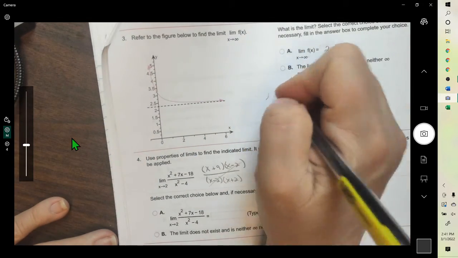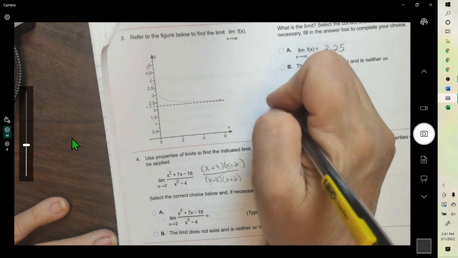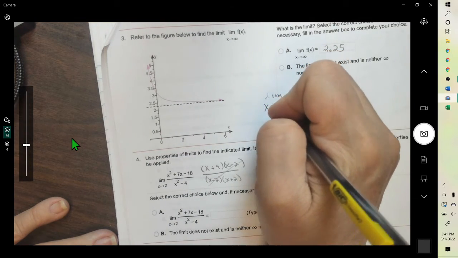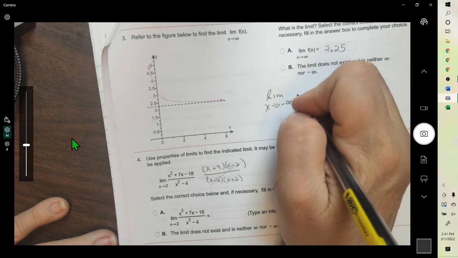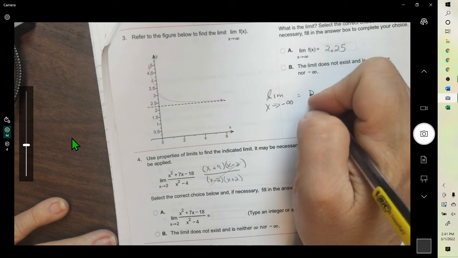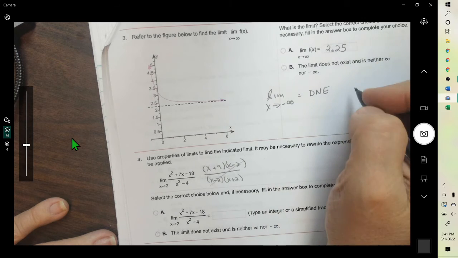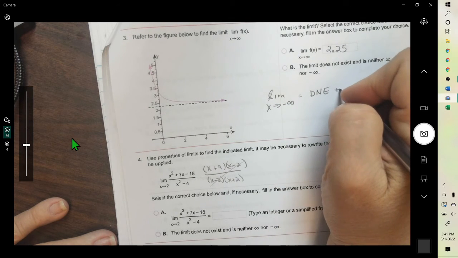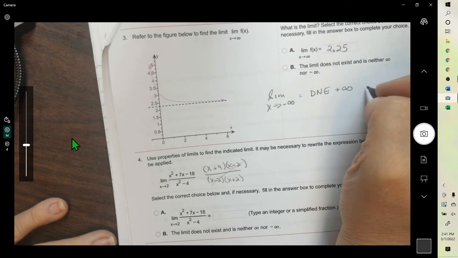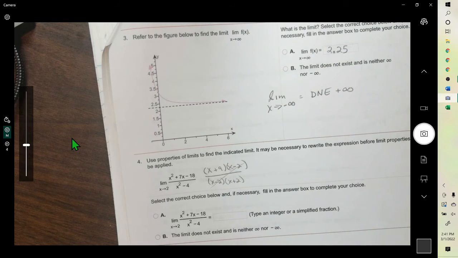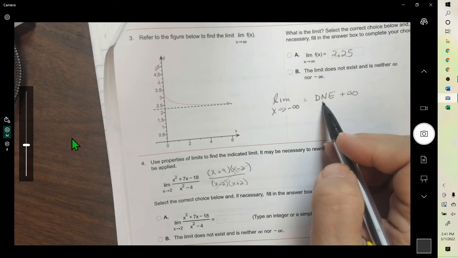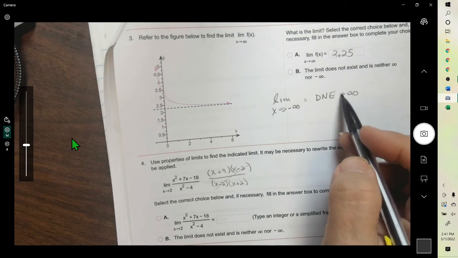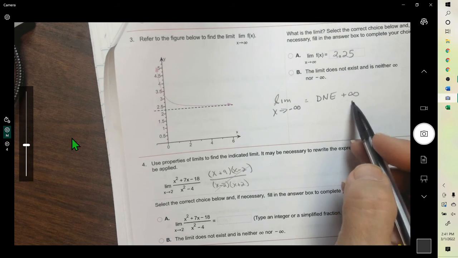So the limit as x approaches negative infinity would not exist because it's getting large and it's approaching positive infinity. So whenever it's getting huge, positive or negative, the limit does not exist, because it's approaching positive or negative infinity.